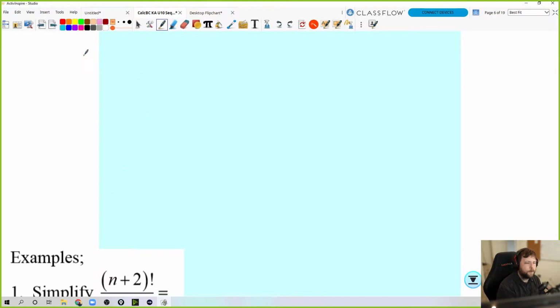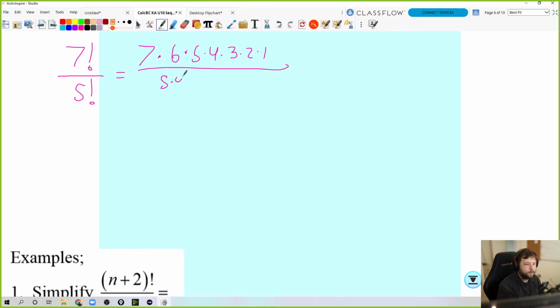So one of the things I might do in this class is some simplification. So what if I said something like 7 factorial over 5 factorial, and I wanted you to simplify this? This is some good practice because we're going to have to do this kind of stuff. Well, let's write it out. 7 times 6 times 5 times 4 times 3 times 2 times 1. Does the times 1 even matter? Not really. And this is 5 times 4 times 3 times 2 times 1.